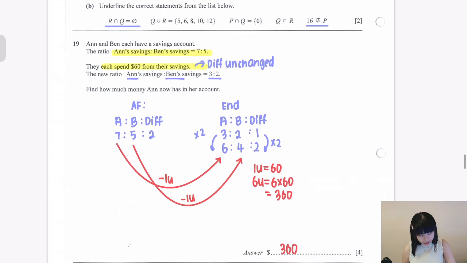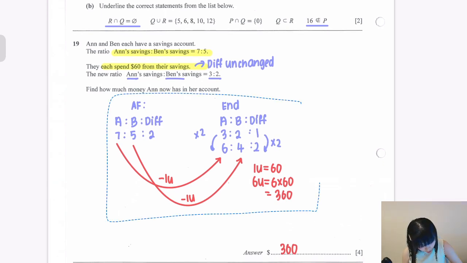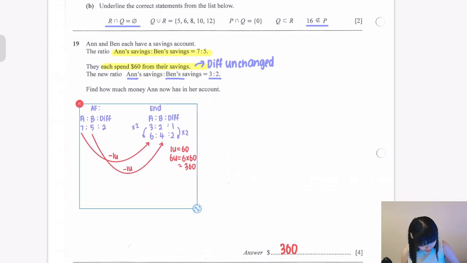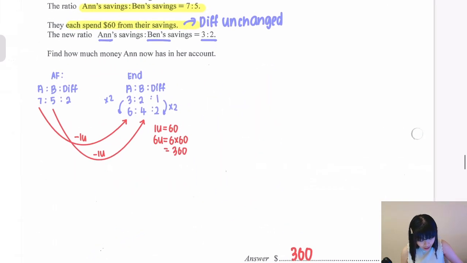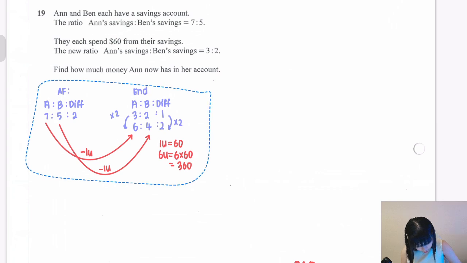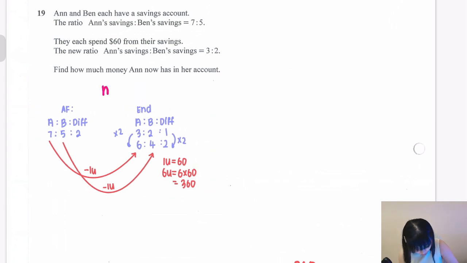Now, if you don't like the primary school way of doing difference unchanged, or you might have forgotten how to do this, forgotten that when spending an equal amount the difference is unchanged, you can also use algebra. So let me also provide you with the second way of doing it. Alright, so this is method 1 and method 2.